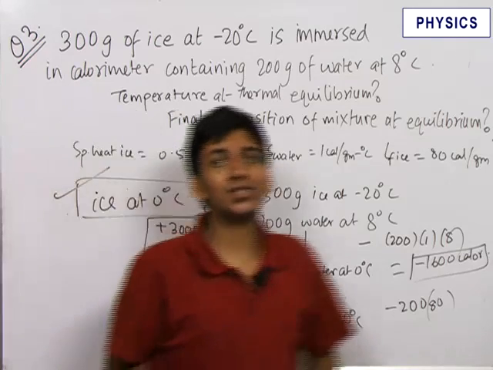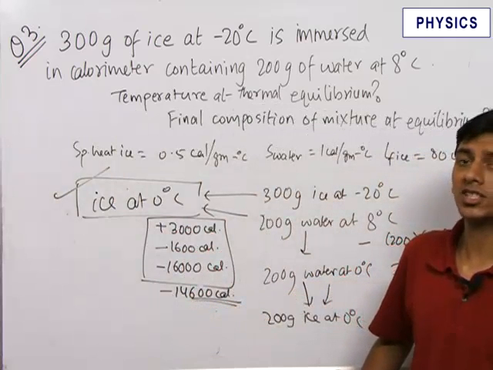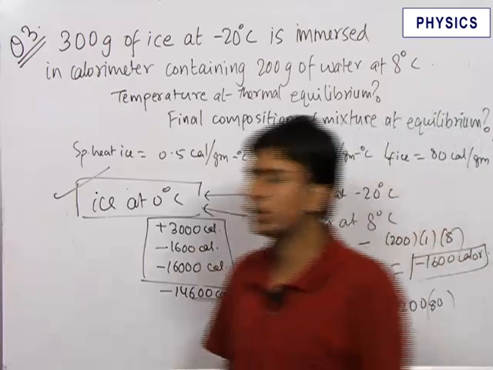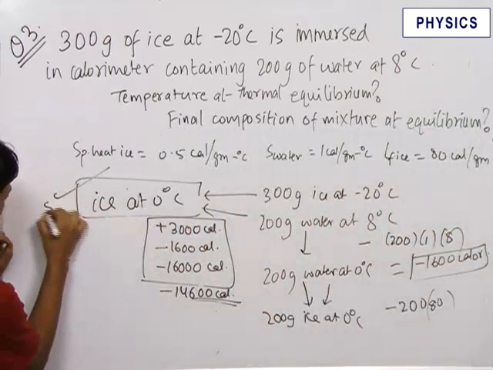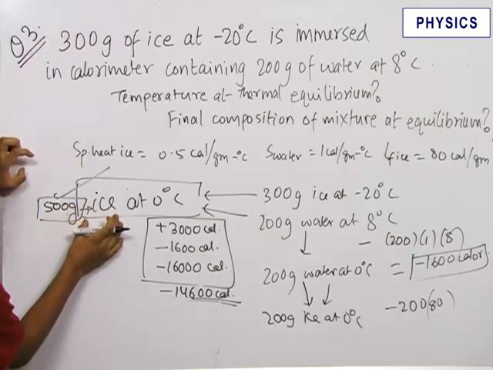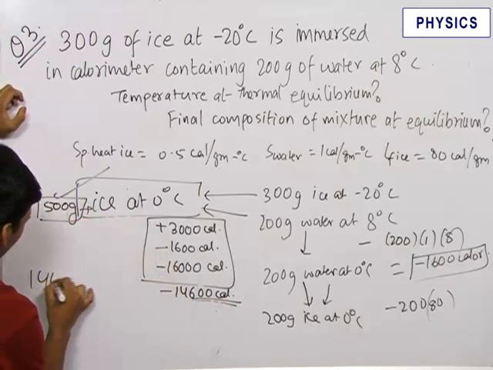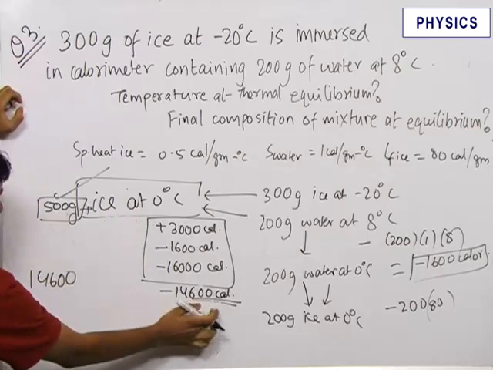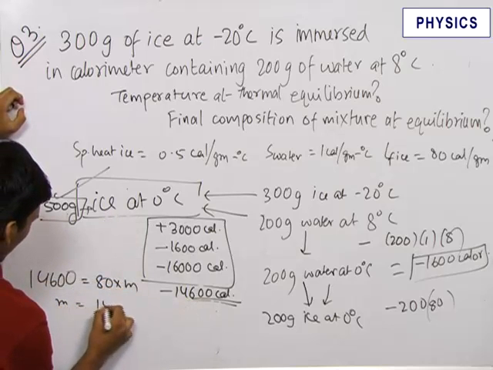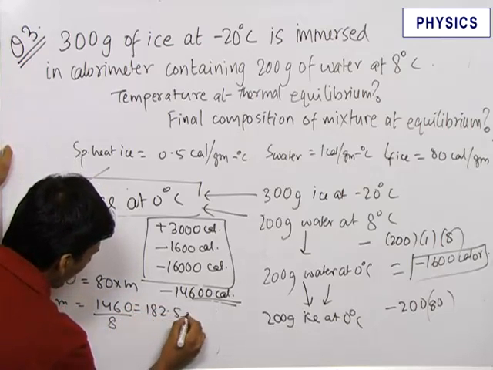But really what has happened is that no external heat has been given to the system or come out of the system. So we have assumed that this much heat is being released from the system. So we give this much heat to the final system, that is 500 gram of ice at 0 degrees Celsius. Our system now is 500 gram of ice at 0 degrees Celsius and we have to give this much heat to this system. Let us check how much ice is melted with this much heat given. This is equal to 80 into m. So m comes out to be 1460 upon 8, that is equal to 182.5 grams.